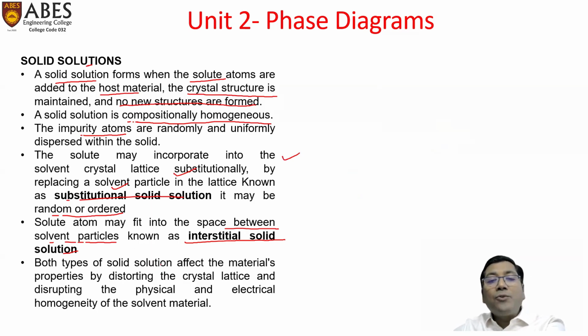Both types of solid solution, substitutional or interstitial, affect the material's properties by distorting the crystal lattice and disrupting the physical and electrical homogeneity of the solvent material. Though the crystal structure remains the same, the distortion in the crystal lattice due to the substitution or interstitial addition of the solute atoms causes a change in the physical and electrical homogeneity of the solvent material. So this is the characteristic property of the solid solution.